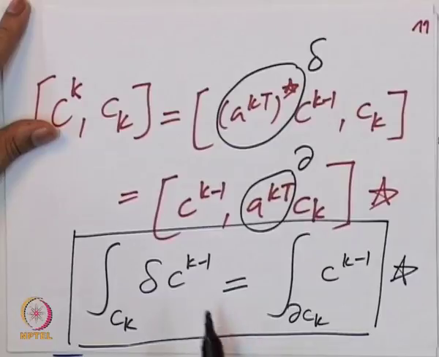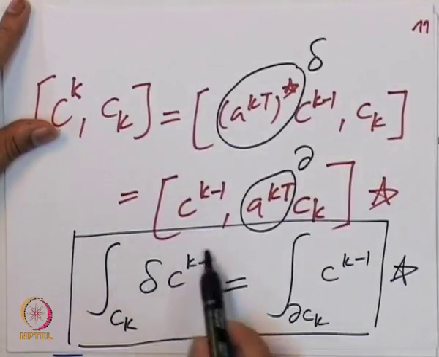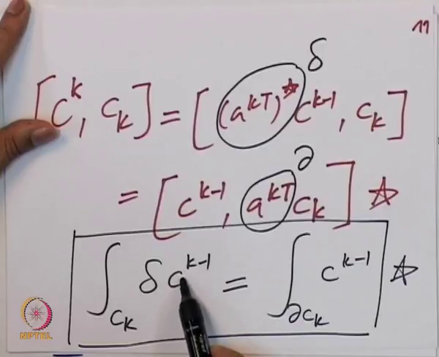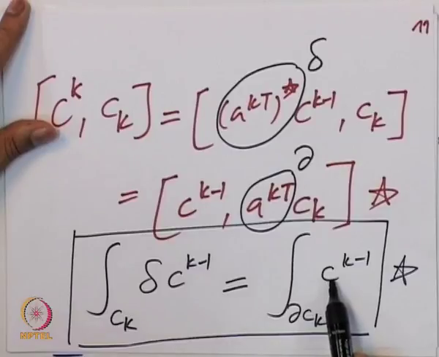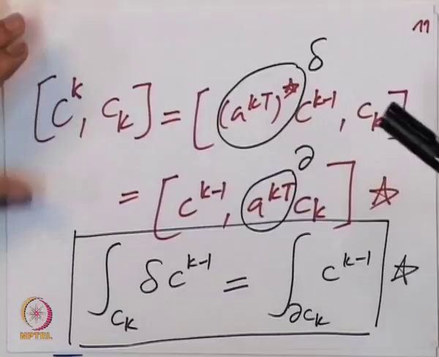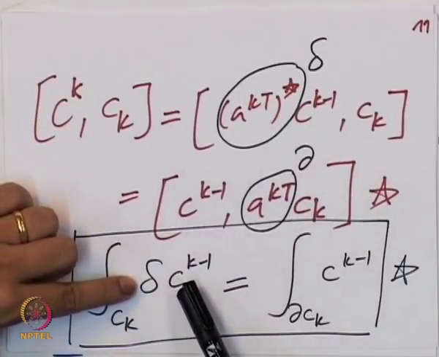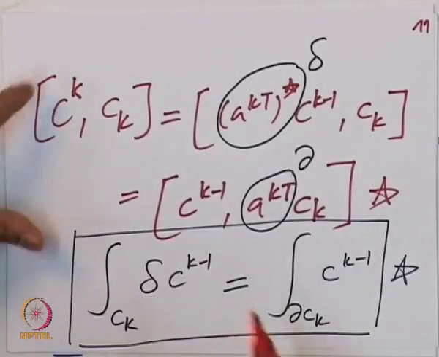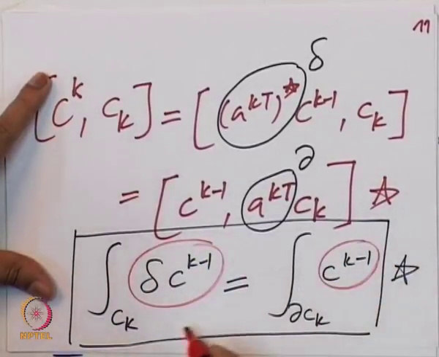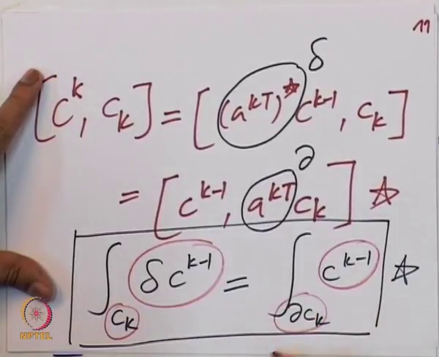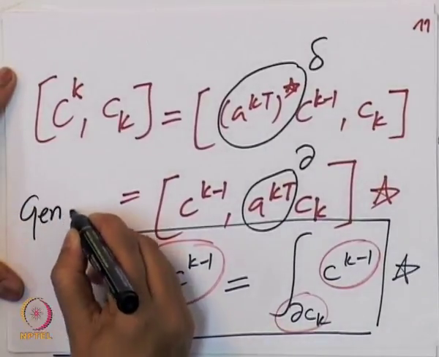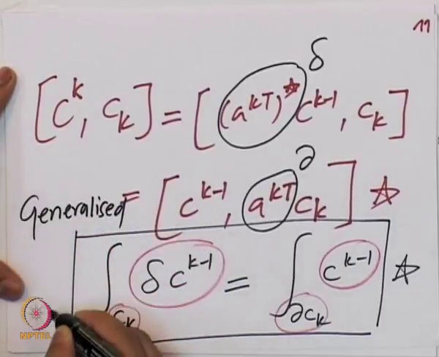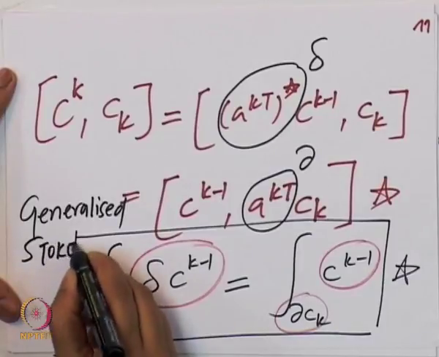What is happening here is, the co-boundary operator is operating on a particular k cochain, and when we move the co-boundary operator to the domain itself, it becomes the boundary operator, and it operates on c k minus 1. So in other words, the co-boundary operators operating on a k cochain are nothing but the integrands, and the boundary operator and the chain are the domain itself. So this is the most important generalized Stokes theorem.